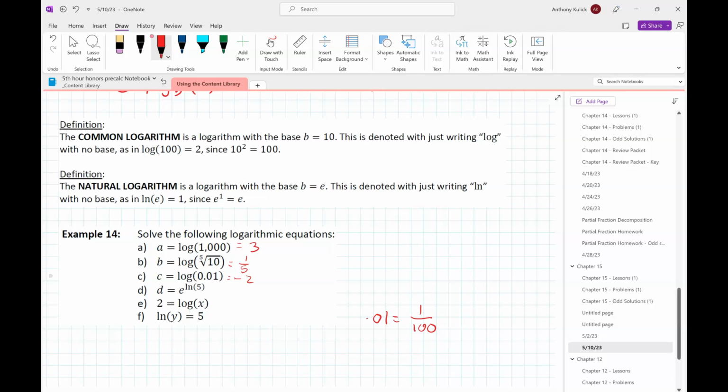What about D? Exponent base e cancels the log base e. You're left with just 5. Oh, yeah. How about E? An exponent base 10 will cancel the log base 10. So x should be 10 squared, or 100.